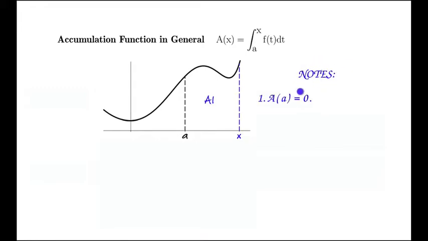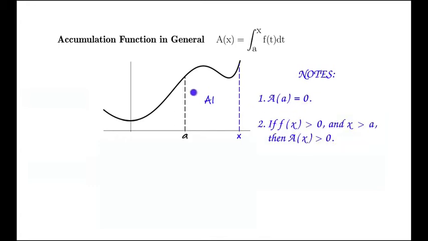The first thing that we can note is that if we plug in a to the accumulation function, well, that means that we take that a right there, and we put it in for x. So that becomes the integral from a to a of f of t dt. And the integral from a to a of f of t dt, well, there's no width there. If we go from a to a, a minus a is 0. So it's a 0 width, and whatever the height is doesn't matter. So this is going to be 0. So the accumulation function at a is equal to 0.